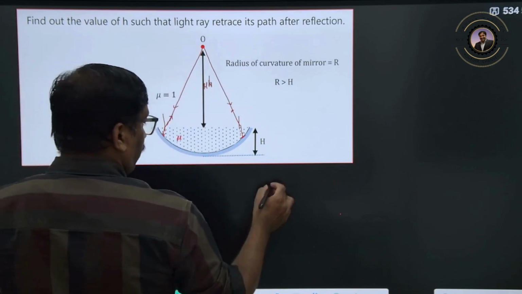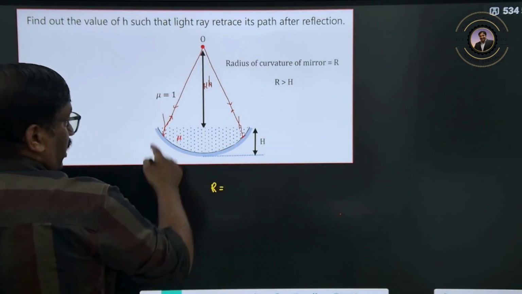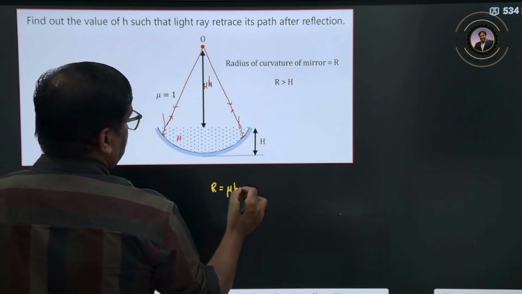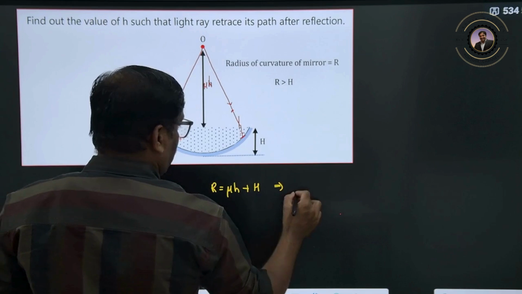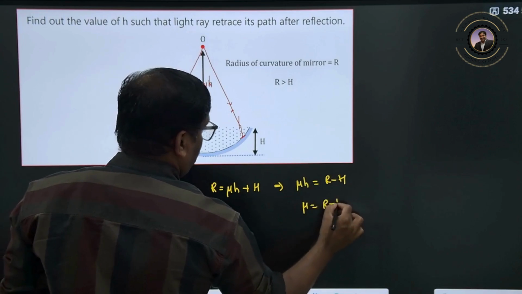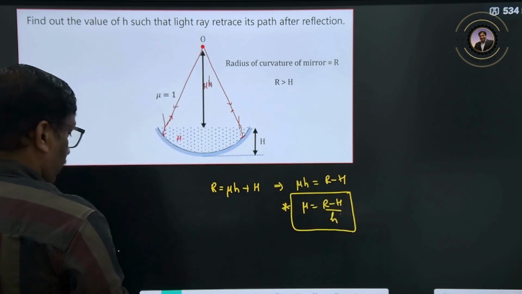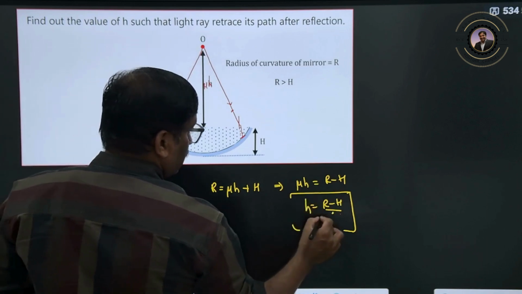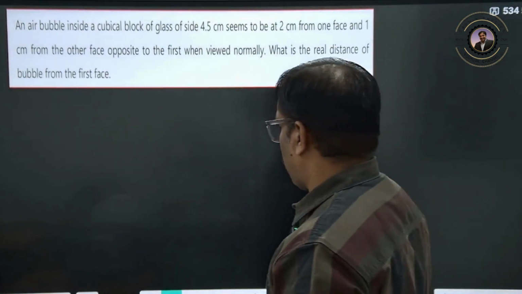You understand, no? Therefore you can read it as, the total radius of curvature should be equal to mu times h plus h. So mu times h is equal to r minus h, and so mu is equal to r minus h by h. Sorry, the h value we want to calculate. h is equal to r by mu plus 1. Clear? Now we will see.